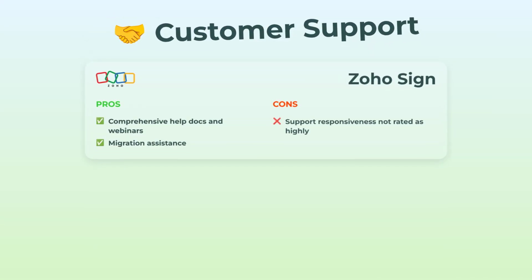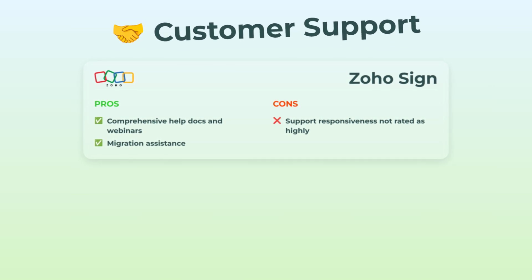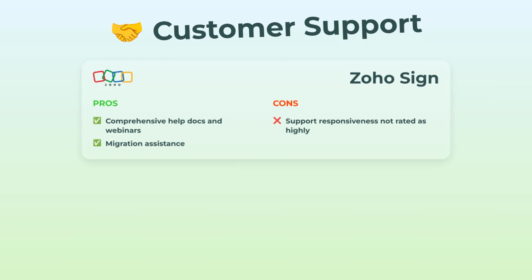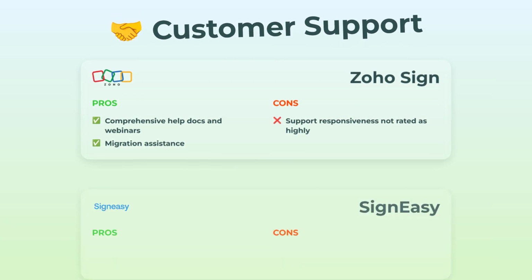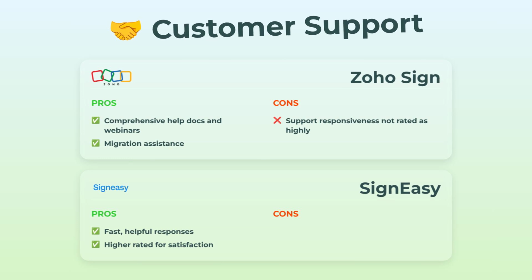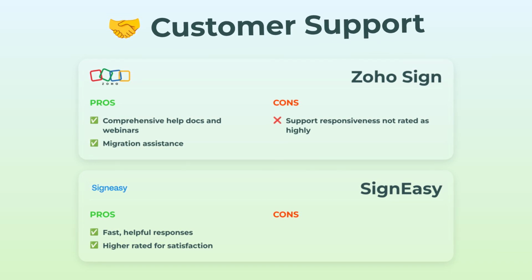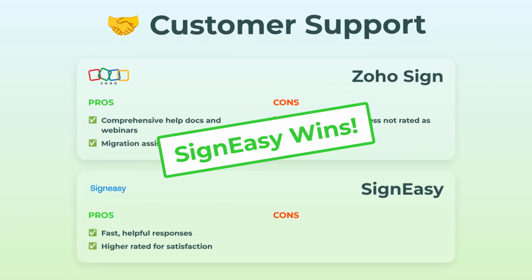Let's talk customer support. Zoho Sign actually offers a lot: help docs, webinars, migration help, you name it. But users say the response times can be a bit meh. SignEasy, on the other hand, gets kudos for fast and helpful replies. It's just rated way higher when it comes to keeping customers happy. If you hate waiting for answers, SignEasy totally comes out on top.